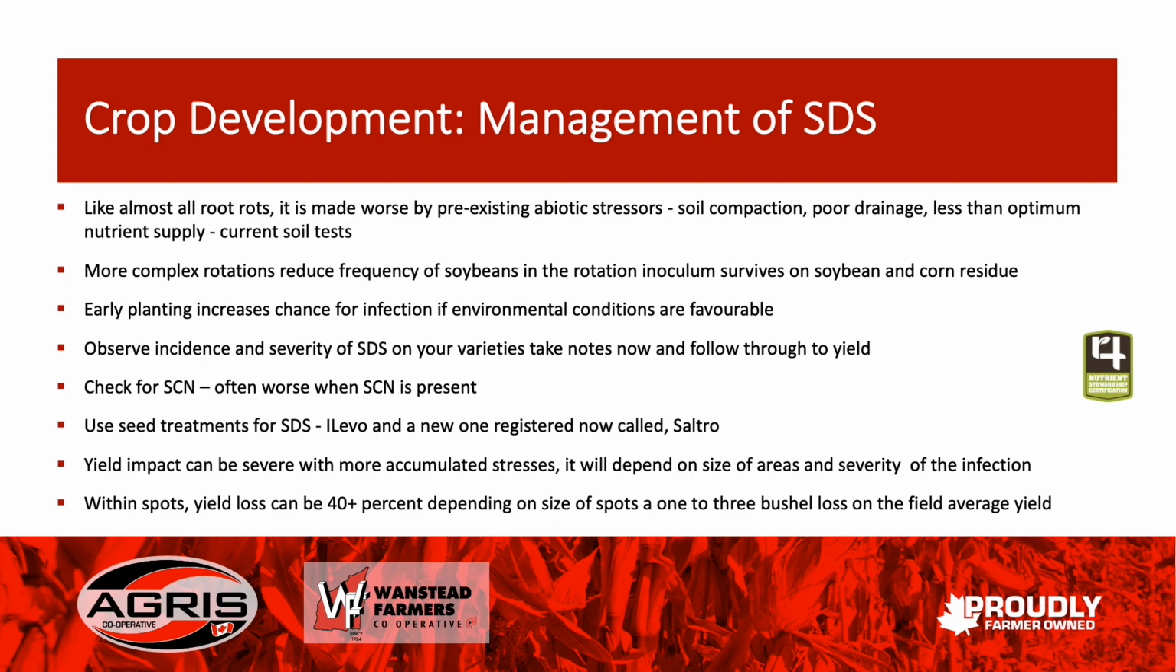More complex rotations will help. High frequency of soybeans just builds the inoculum even higher. And a corn-soybean rotation doesn't help much, as the inoculum can overwinter on corn stalks as well as it can on soybean residue. Early planting increases the chance for more infection, so for fields that are prone to it, maybe delay planting if that's possible until the soil conditions support rapid emergence.